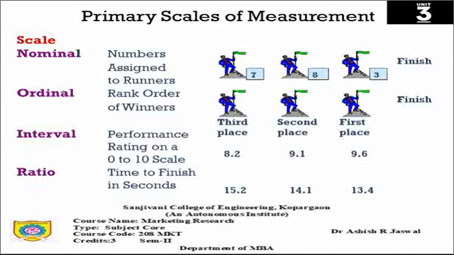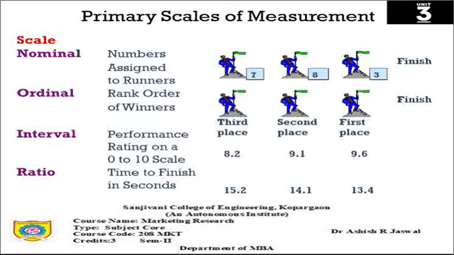The race started. I analyzed the first position, second position and third position depending upon who finished the race first, second or third. That is what is called ordinal numbers.